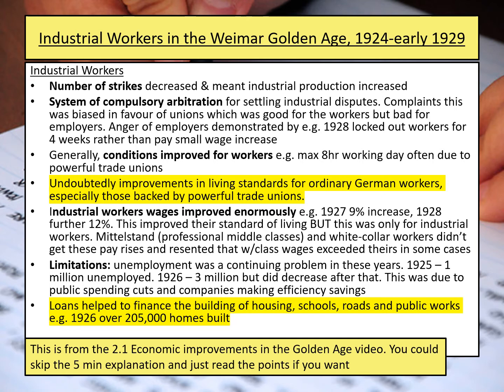The other problem is that unemployment continues to be an issue throughout these years. Now, the smallest number they ever get in the golden years is actually 1.3 million people unemployed, and that's achieved in 1925. In 1926, it goes up to 3 million. It does decrease after that, but as I mentioned, it only goes down to a minimum of 1.3 million. So that's quite substantial in terms of that level of unemployment, and that was down to things like public spending cuts and companies making efficiency savings to try and stay afloat as well.